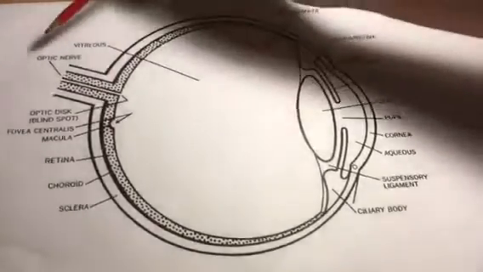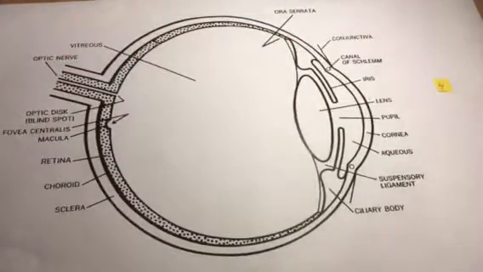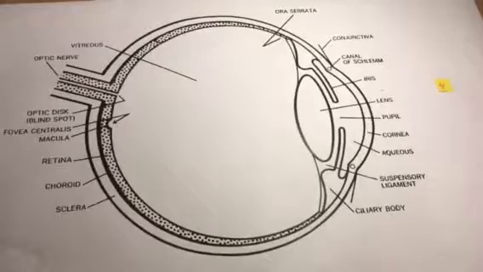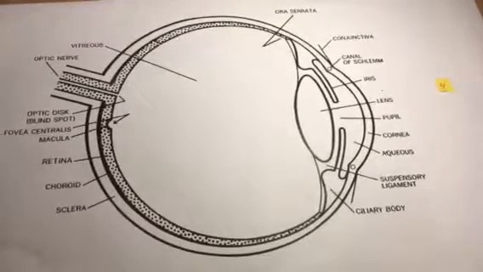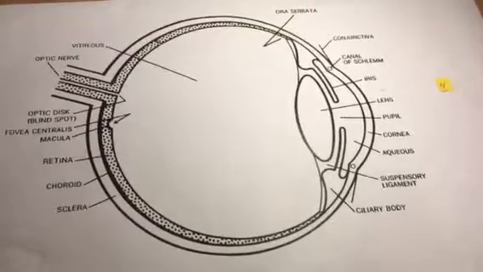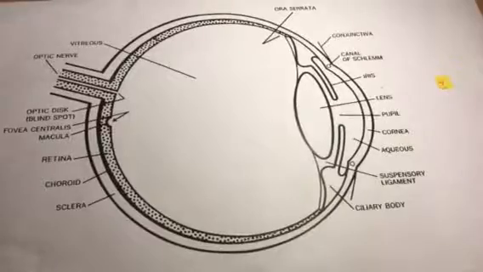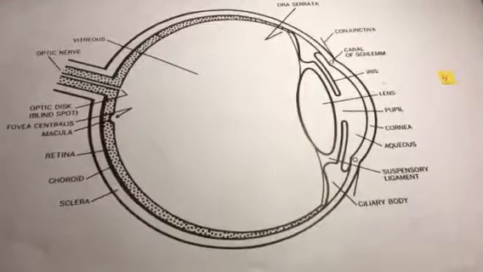The optic nerve. The optic nerve is also called the cranial nerve. It is the nerve that transmits visual information from the retina to the occipital brain where the images are formed. This concludes our structure of the eye.